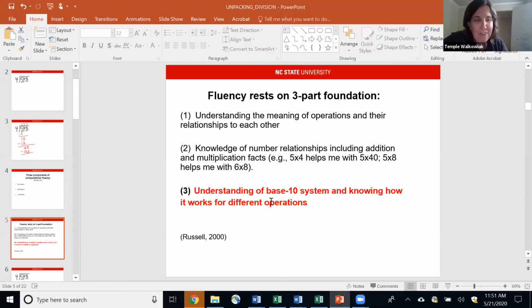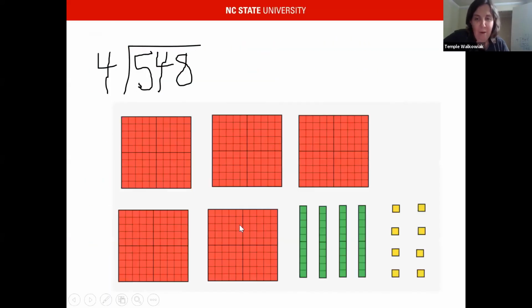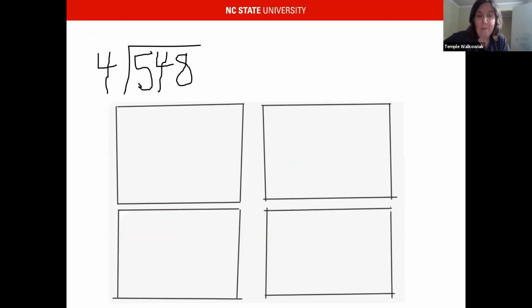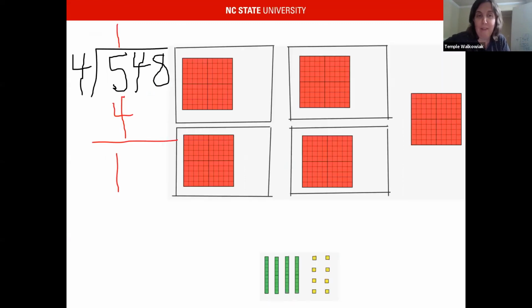I do want to show real quickly this traditional algorithm, because I have these slides. So using some blocks here, that's 500, 4 10s and 8 1s, 548, and I'm dividing it up by 4. If I'm making sense of what perhaps the way you did it on paper, I'm putting this into 4 groups. So there's my 4 groups, and I'm going to put 548 in. And so you can see I start out with that.